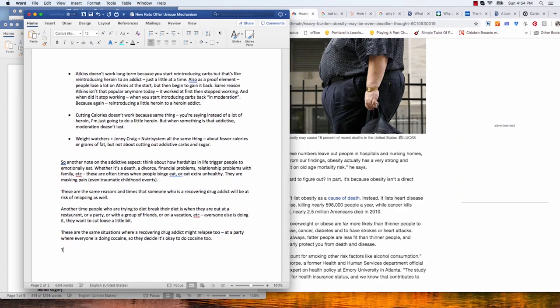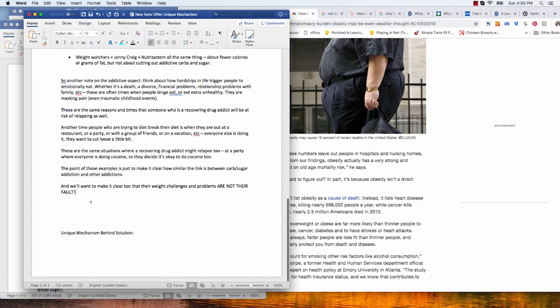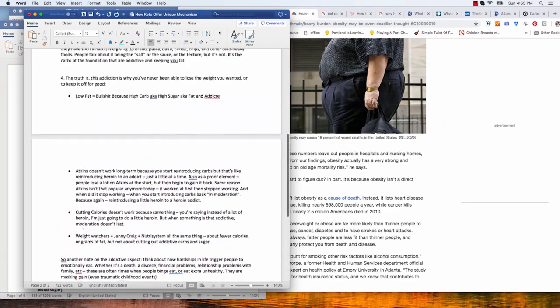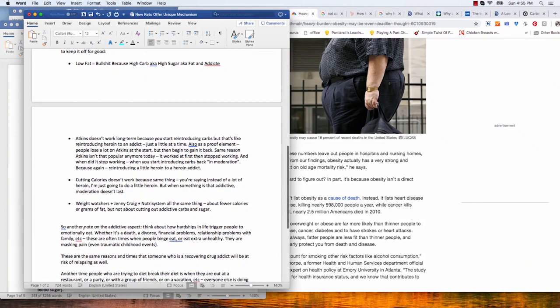The point of those examples is just to make it clear how similar the link is between carb and sugar addiction and other addictions. And we'll want to make it clear too that their weight challenges and problems are not their fault. Let's put that in all caps. It's funny because you see it a million times, but it's are not their fault. Right? Okay.